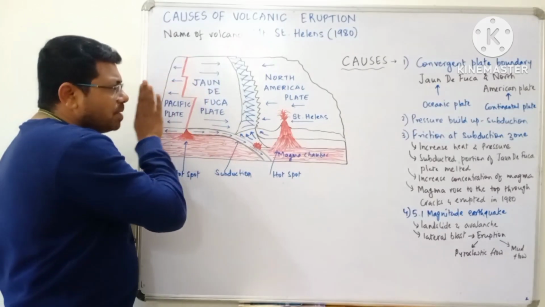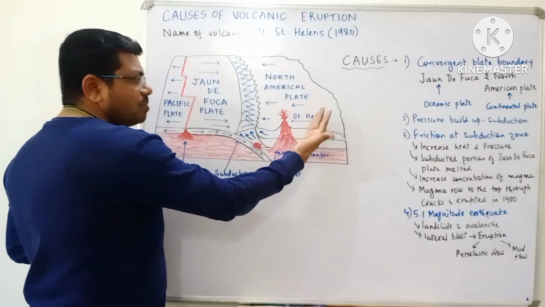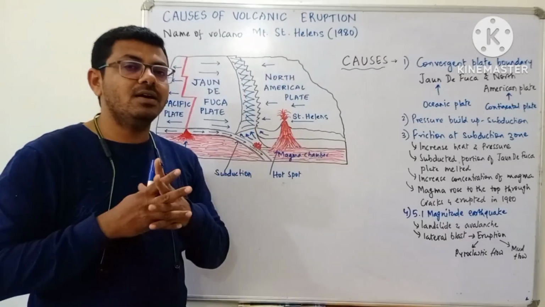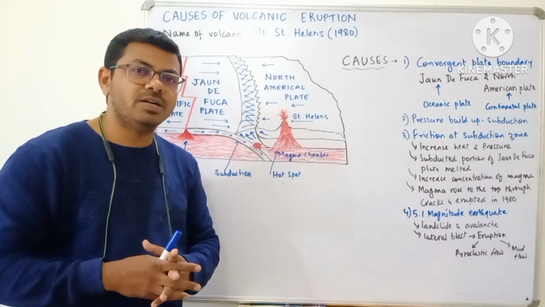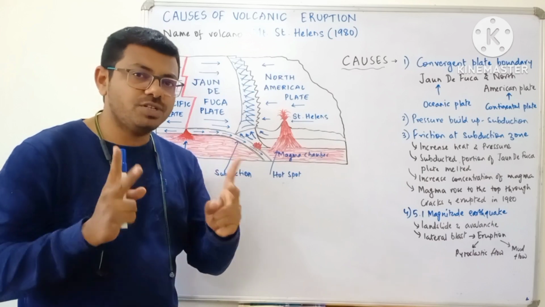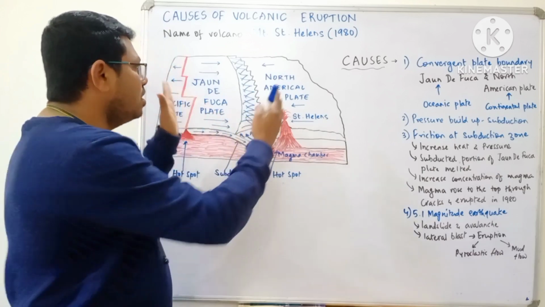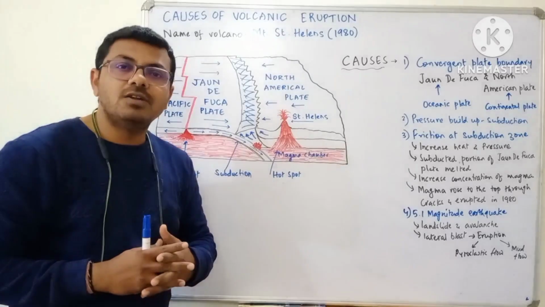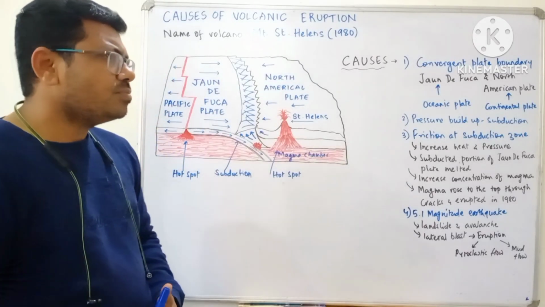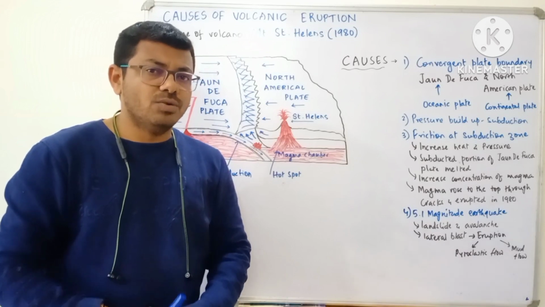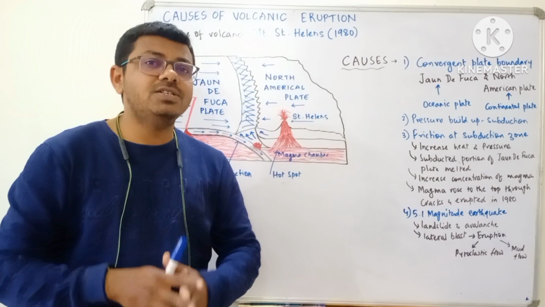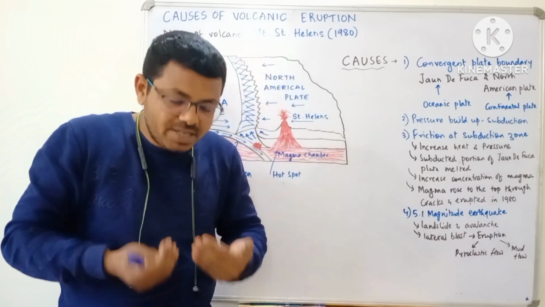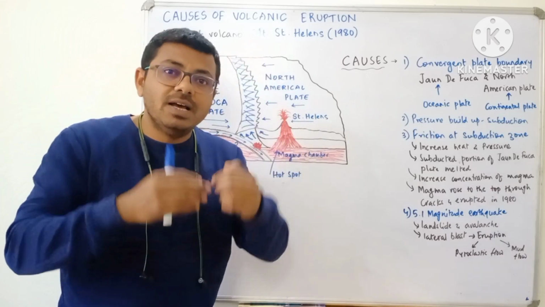Now the Juan de Fuca plate is moving towards the North American plate, whereas the North American plate is moving towards the Juan de Fuca plate. It means that both of these plates are forming a convergent plate boundary. Convergent plate boundaries are those boundaries where two tectonic plates come together. Generally, most volcanic eruptions are caused in areas where divergent plate boundaries are formed. I mean, where two plates move away, the volcanic material, that is magma, comes out in the form of lava at a divergent plate boundary.